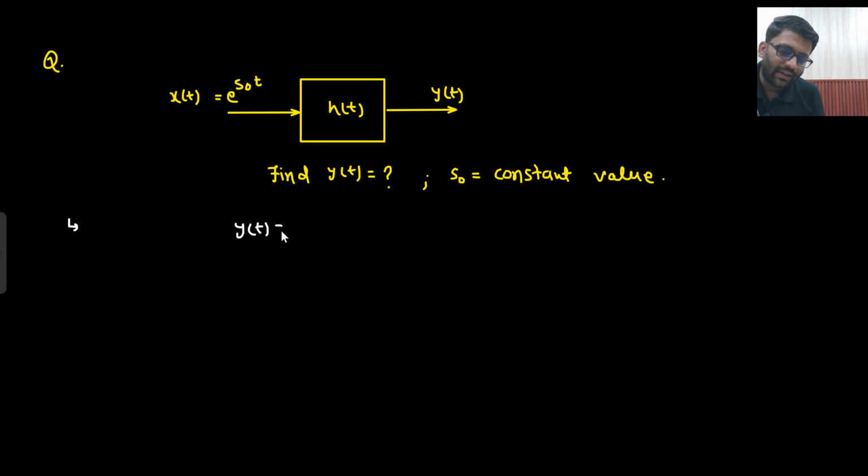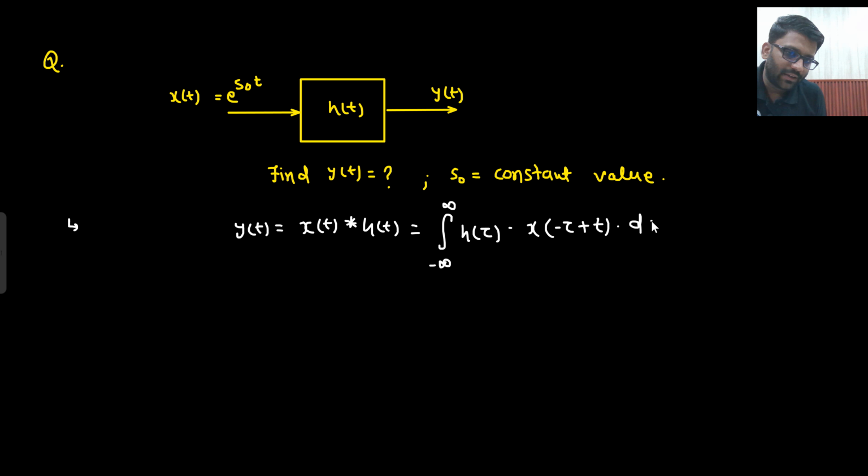So y(t) can be given as x(t) convolution h(t), and this I can define as follows. I take h(tau) as it is, but x(t) inverted and then shifted by t, and then you need to integrate with respect to tau. This is how you open the convolution. In the basics of signals we have studied how to open the convolution, right? So what would be your y(t)?